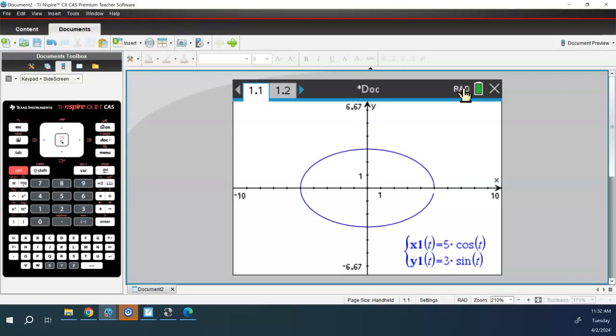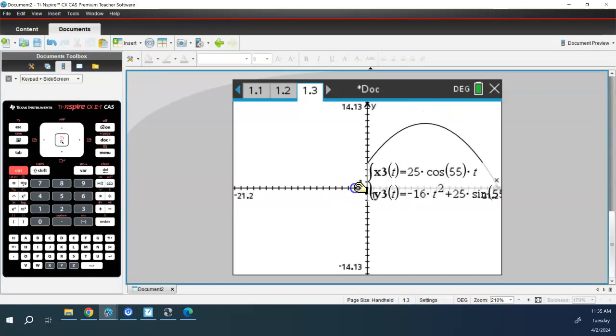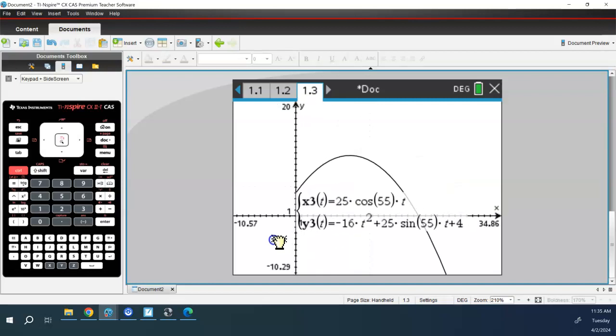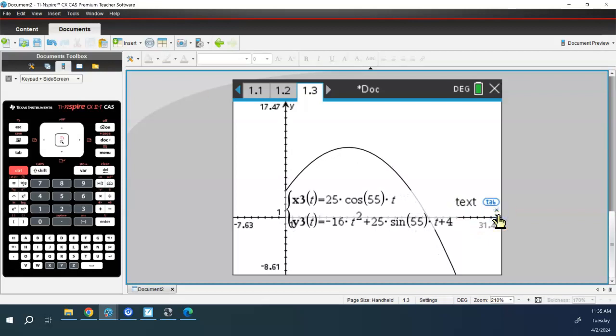So the mode of your calculator matters. Okay? That's what I get. What's wrong with it? We probably need to move our graph out a little bit, right? Yeah. Okay. So there's a couple of different ways that we can adjust our graph so that we see the complete graph. First off, we can grab onto the axes and we can yank it either way and that will adjust it.